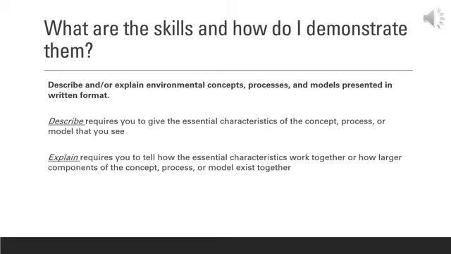The first skill for question 1 is to describe and/or explain an environmental concept, process, or model presented in written format. The action words here are describe, which requires you to give the essential characteristics of the concept, process, or model that you are given. You should also be able to explain, which requires you to tell how the essential characteristics work together or how the larger components of the concept, process, or model exist together. This skill requires you to be able to demonstrate understanding of the overall environmental concept and the components that go into making the model that is presented functional in an environmental system.